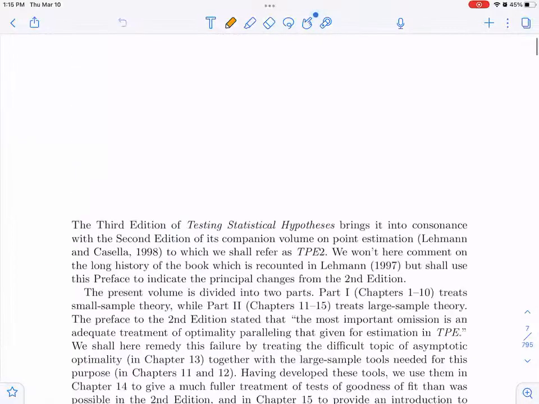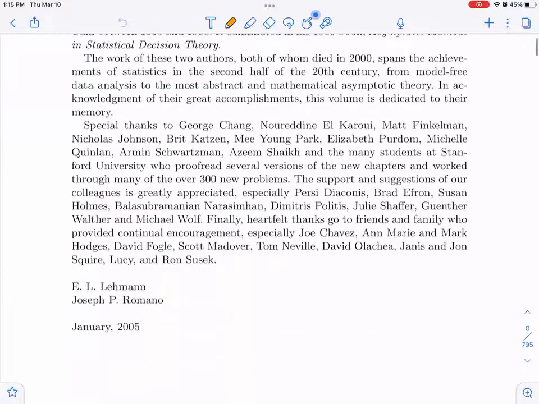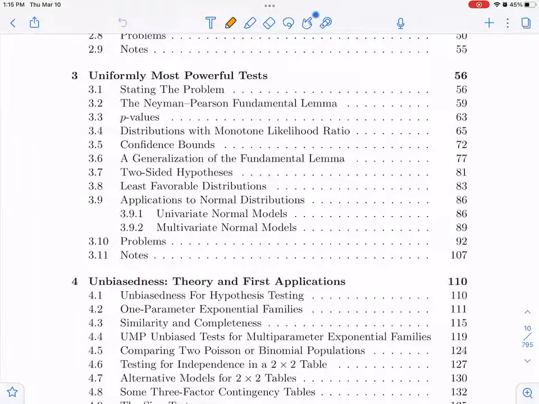What I'm going to talk about, or I just want to give you a tour of what he does in chapters 3 and 4. It's basically a tour of this book and some results about unbiasedness and two-sided hypotheses.